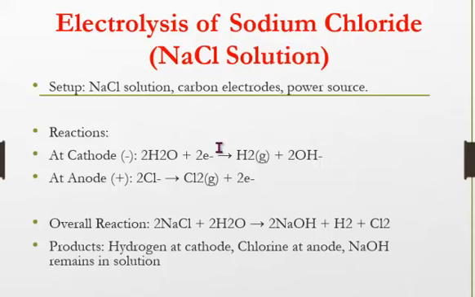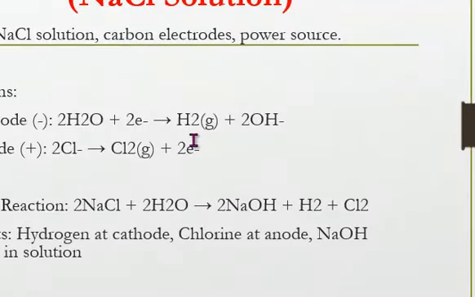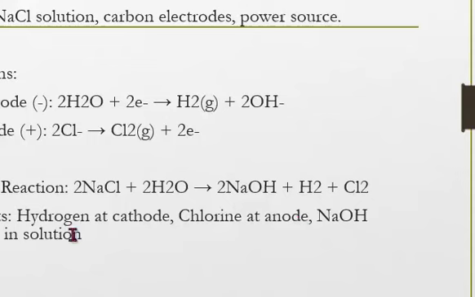Electrolysis of sodium chloride solution. Setup: we have sodium chloride solution. Those are the materials: carbon electrode, power source. The reaction at the cathode: we have H2O, which is water, plus 2 electrons being released, then we have H2 plus OH-. Then at the anode we have chlorine, the reaction is giving chlorine also, then 2 electrons are leaving. This is the overall reaction of what we are looking at.